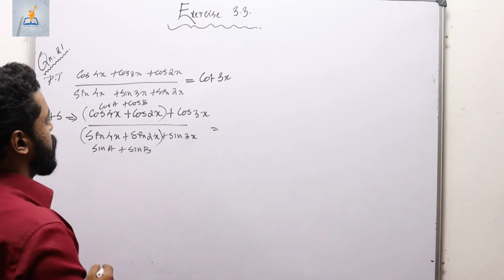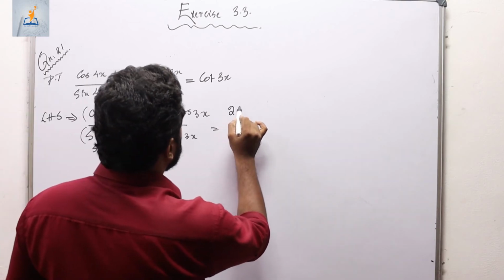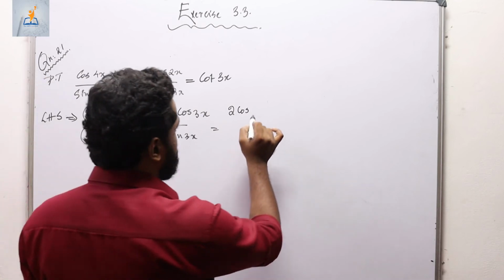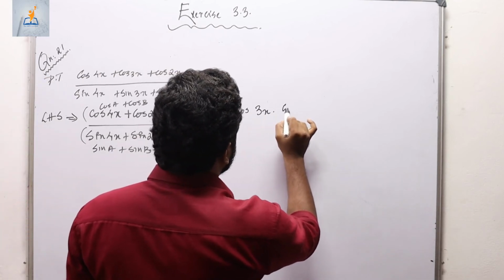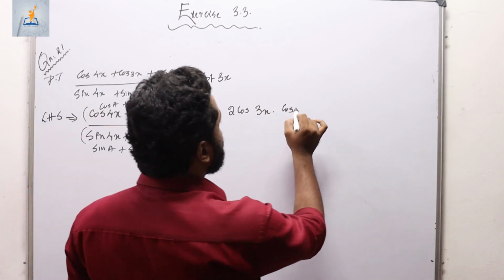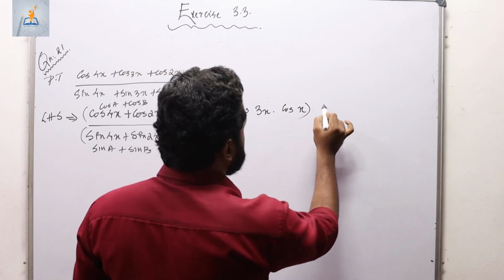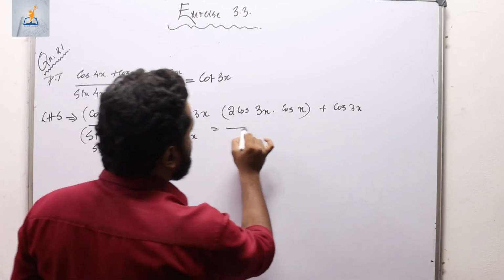So we shall just apply the formulas for cos A plus cos B and sin A plus sin B in the respective positions. So cos A plus cos B is equal to 2 cos (A plus B) by 2. 4x plus 2x is 6x, 6x by 2 is equal to 3x, and cos (A minus B) by 2. 4x minus 2x is equal to 2x, 2x by 2 is equal to x. So 2 cos 3x cos x, plus there is a cos 3x there. We can see that. Whole divided by.